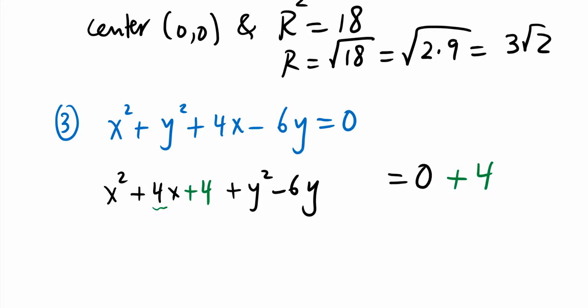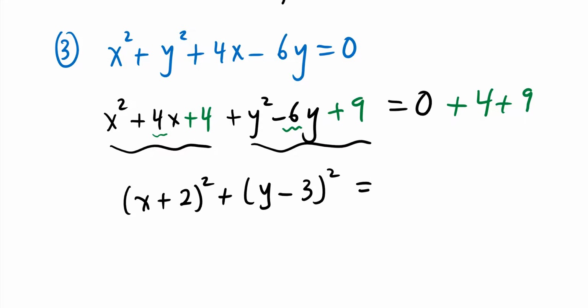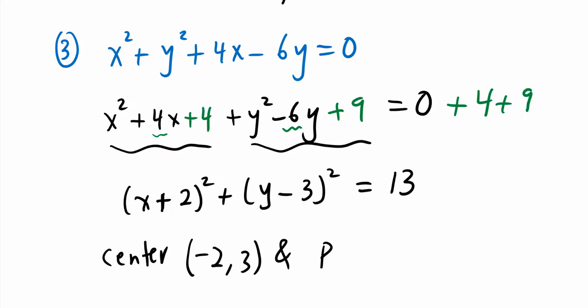And we do the same thing here. This is -6. We divide it by 2, that gives me -3. Square it, you get 9. So add 9 and 9. So now we complete the square on this and this. So what do we get? (x plus 2) squared plus (y minus 3) squared equals 13. So then I can find the center. Notice how it's a plus here, it's not minus. Center is (-2, 3), and radius is the square root of 13.